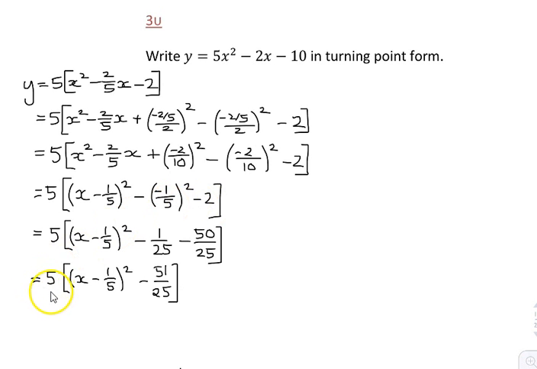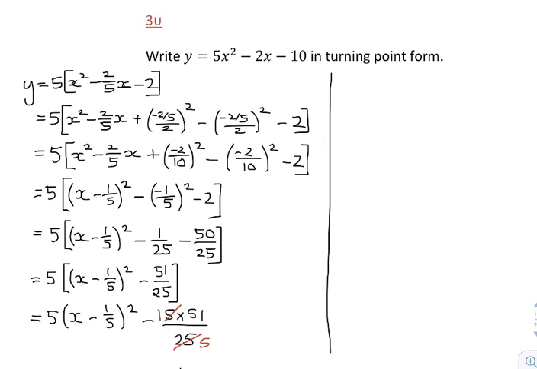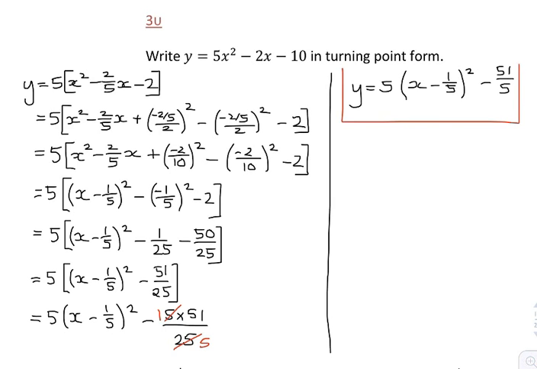My next step is going to be to take this 5 and actually expand it. So we're going to expand the square bracket, meaning we're going to go 5 times this first bracket of x minus 1/5 squared, and we're going to do 5 times 51 on 25. When we do this, we'll get out 5 times 51 on 25. Note that 5 goes into 5 once, and it goes into 25 5 times, so I can actually simplify that down to give me 51 on 5, which is what I'm going to leave in my end answer.